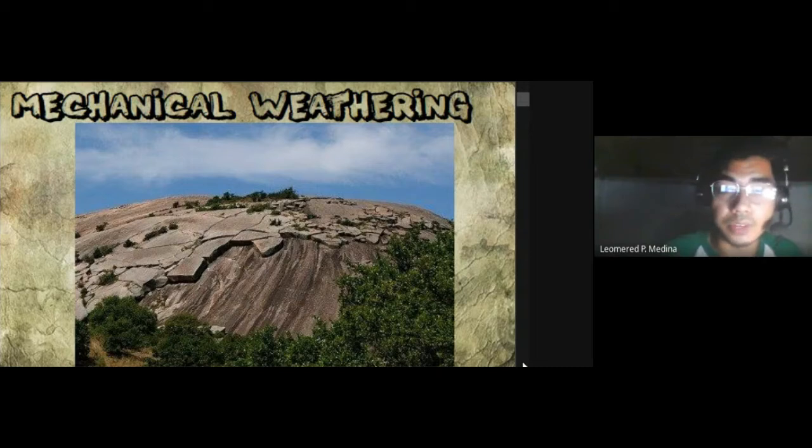Once again, whenever we are talking about weathering, it is the point where different rocks, whether large boulders or pebbles, because of different types of mechanical processes, will simply be broken down.